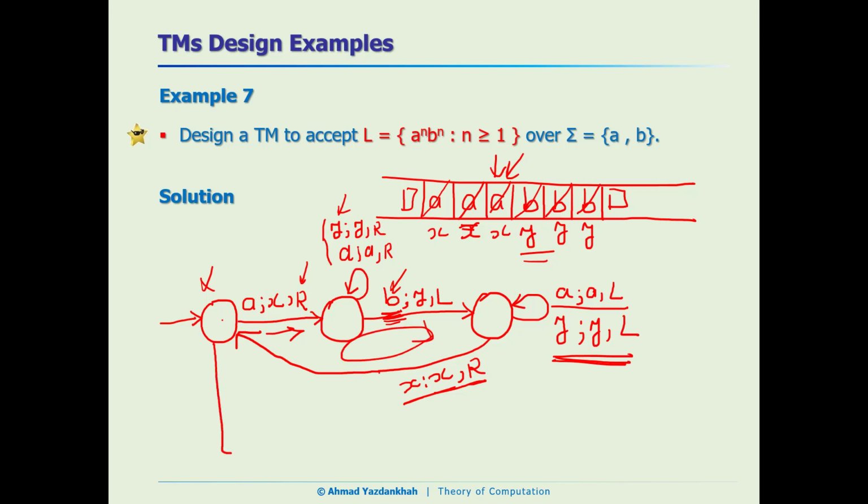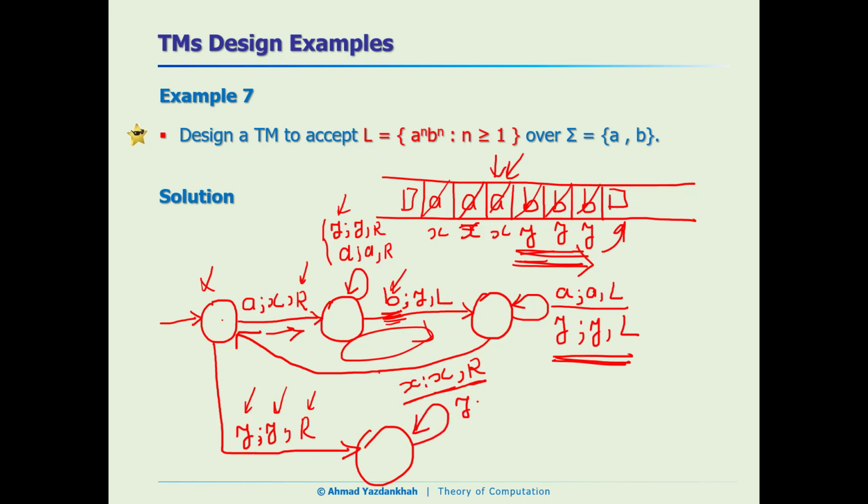How can we do that? Yeah, we can create another branch here. If it is Y, then don't change it. Go to the right. What is the goal here? Because I want to make sure that all we have here is Y's, right? And I need to reach this blank to make sure that all of the A's and B's were equal. So if it is Y, don't change it, go to the right, and I need to do the same thing on a loop. It means that we are bypassing all of the Y's.